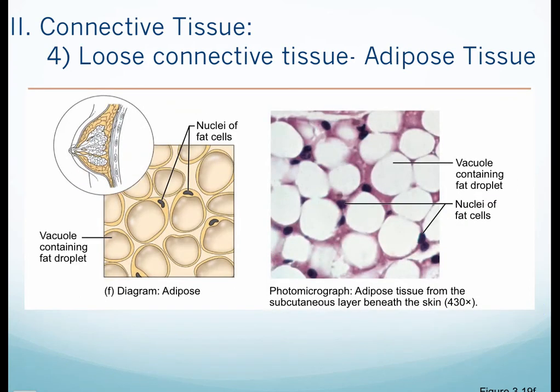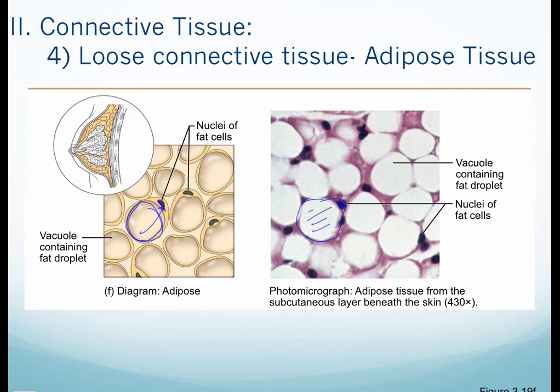Next category, next type of loose connective we have is adipose tissue. And so here we have this vacuole, and because this is so large, it ends up pushing the nuclei towards the side, which is why you'll see these nuclei laterally. And because most of this, here's one cell, is composed of all of that fat.